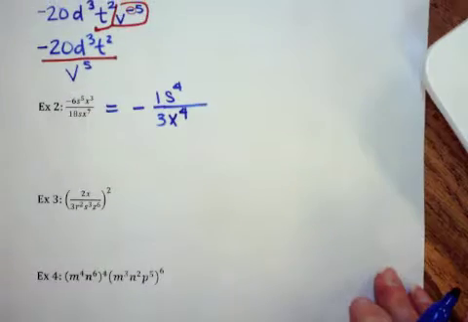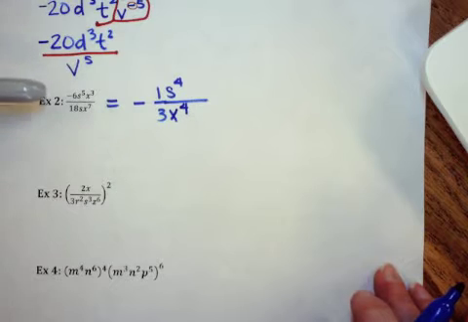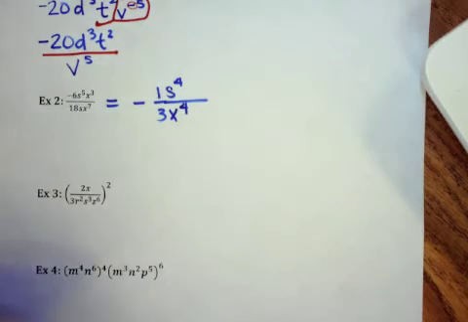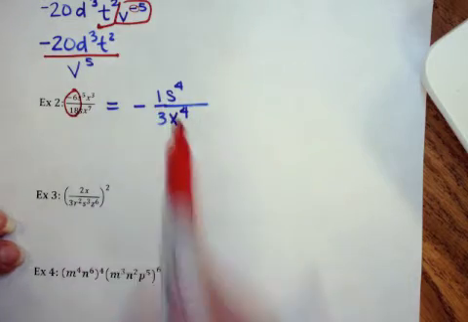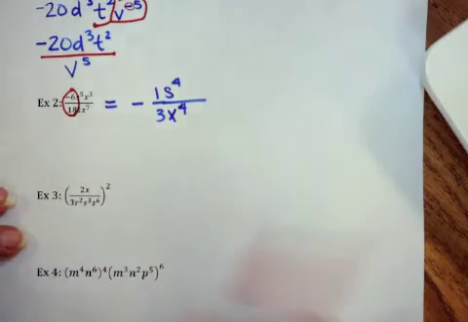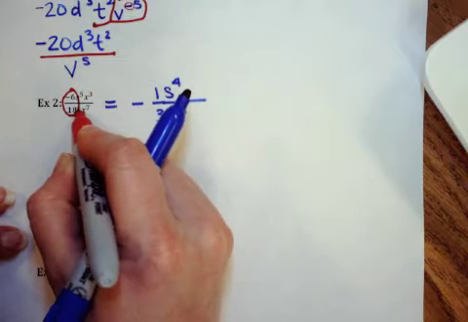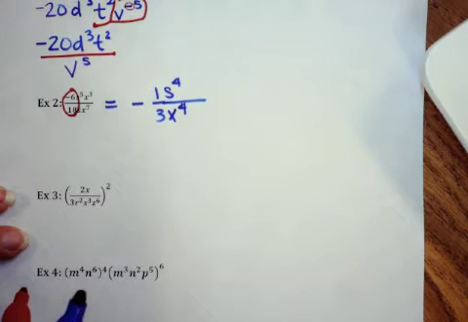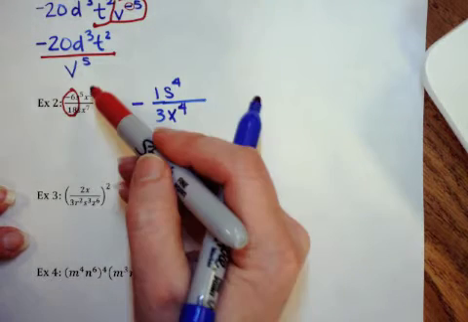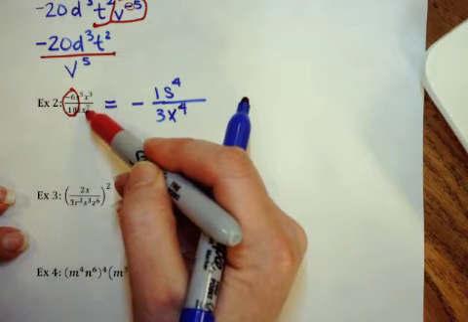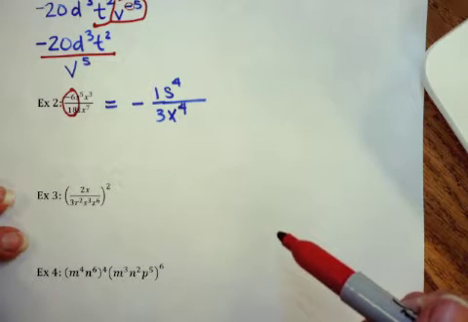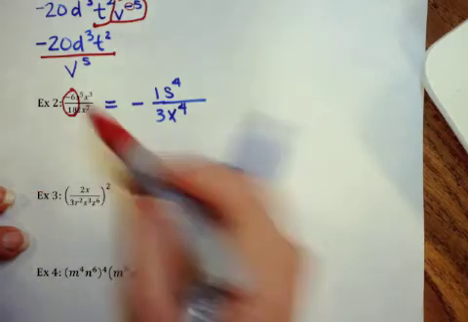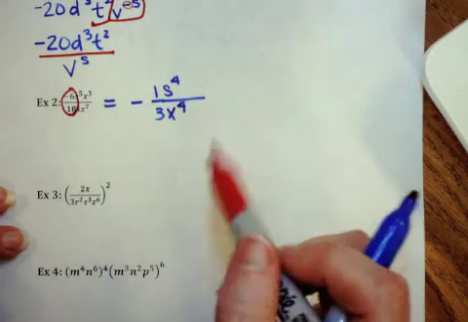So let's go through that again. I reduce the number, which will be negative 6/18, reduces to negative 1/3. Now I have 5 s's on top and 1 on bottom. So that gives me more on top, and how many more? 4 more. I have 3 x's on top and 7 x's on bottom. Where do you have more? On bottom. How many more? 4 more. Because if you have 3 on top and 7 on bottom, you have 4 more on bottom.